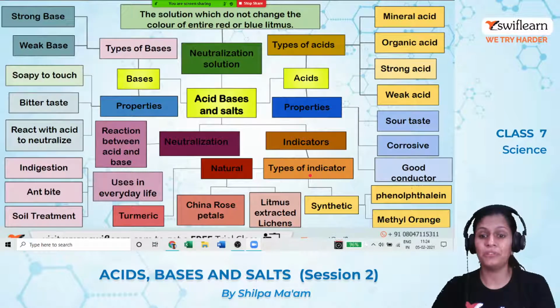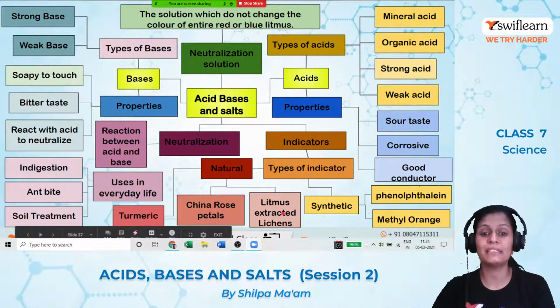Now, indicators, there are two types of indicators. One is natural, one is synthetic. Natural are China rose petals, litmus, and turmeric, and red cabbage also is there. Types of indicators, synthetic is phenolphthalein and methyl orange.